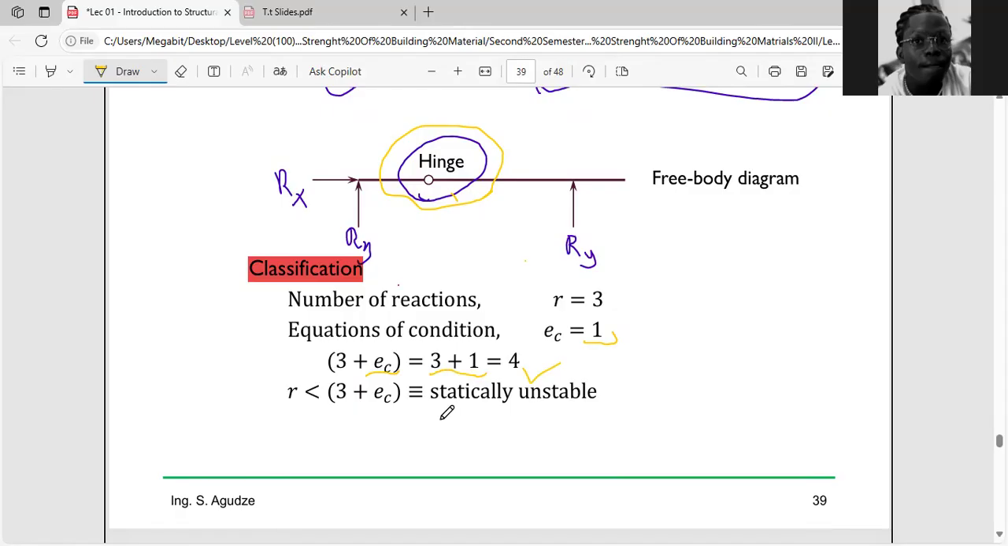Statically determinate, statically indeterminate, or unstable. From what we have learned so far, how do you think this structure is going to be classified? Once you have seen this EC in the structure, you have to forget about table 1 and use table 2. So in this case, we're using table 2.